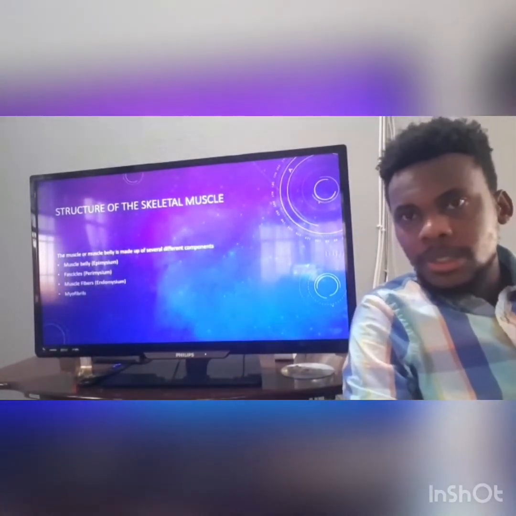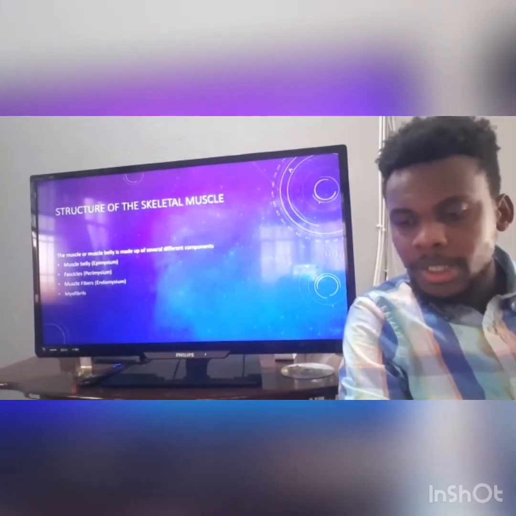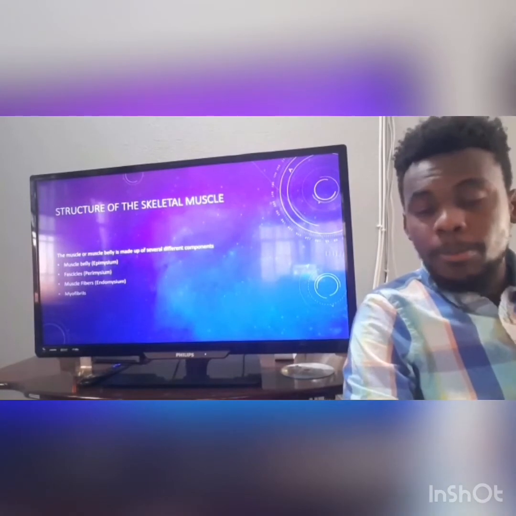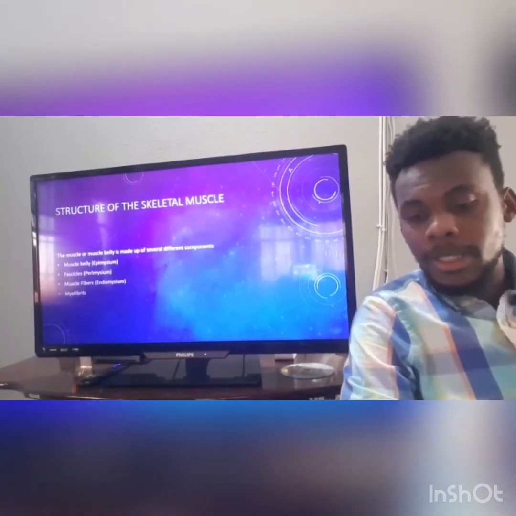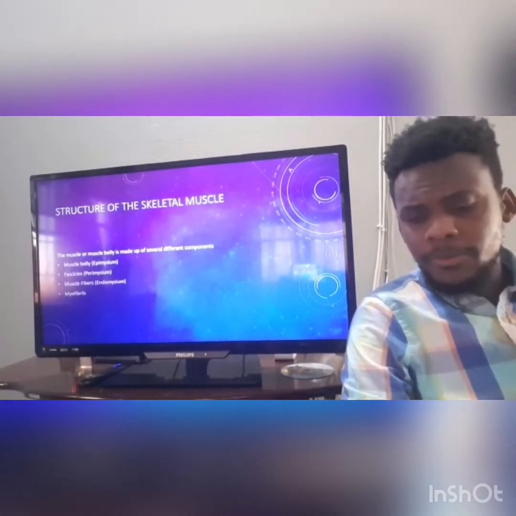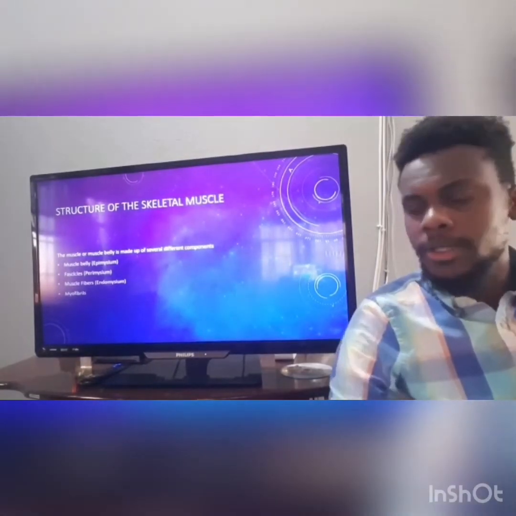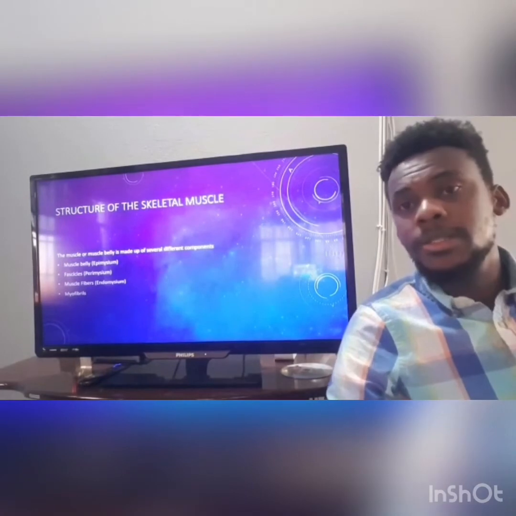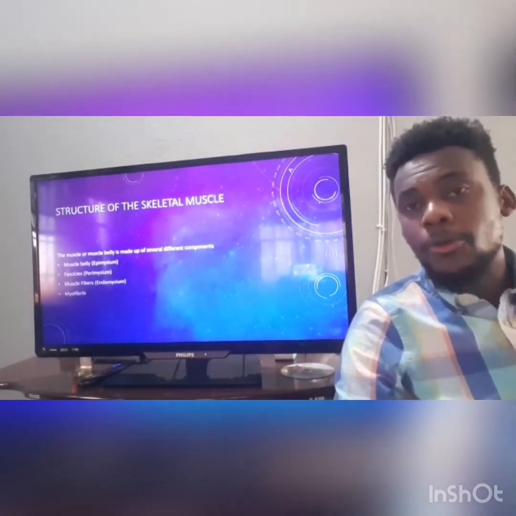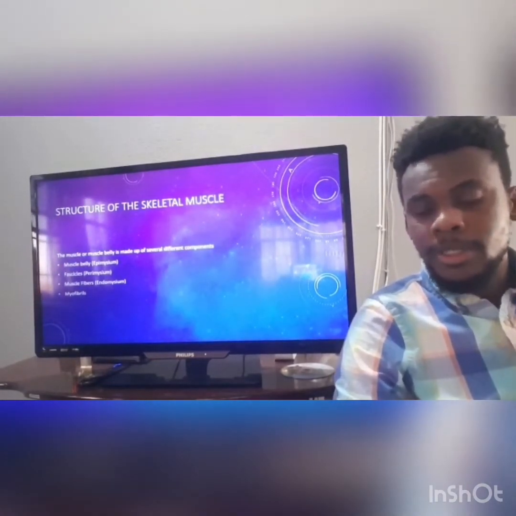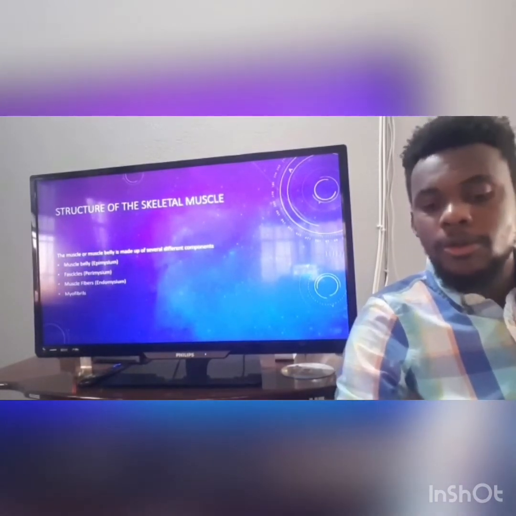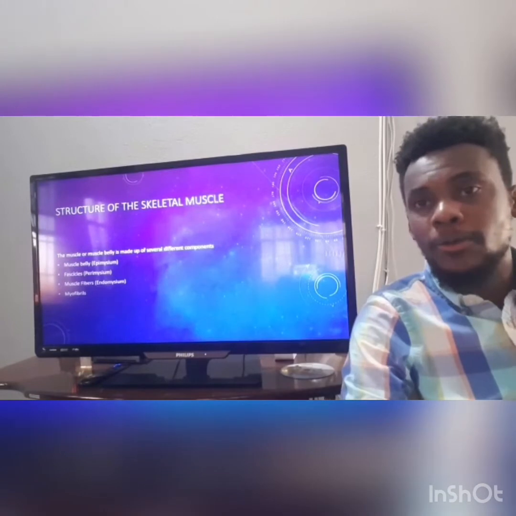So the muscle or the muscle belly is made up of several different components, right? The different components that make up the muscle belly, it has more than these here on the slide, but I'll get into it just now, right? So it has the muscle belly, which is wrapped by the epimysium. Then it has the fascicles wrapped by the perimysium, the muscle fibers wrapped by the endomysium, and the myofibrils, right?